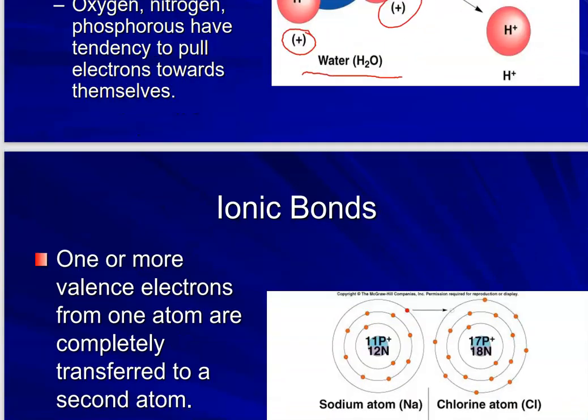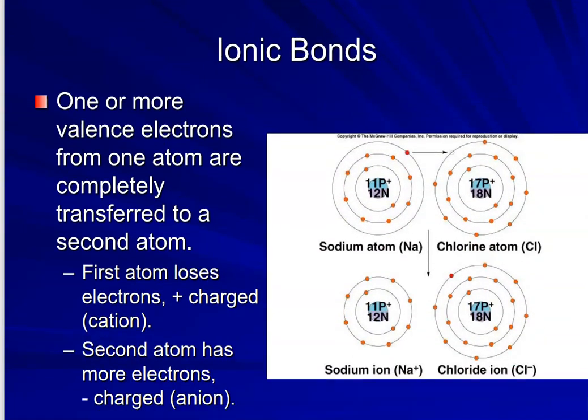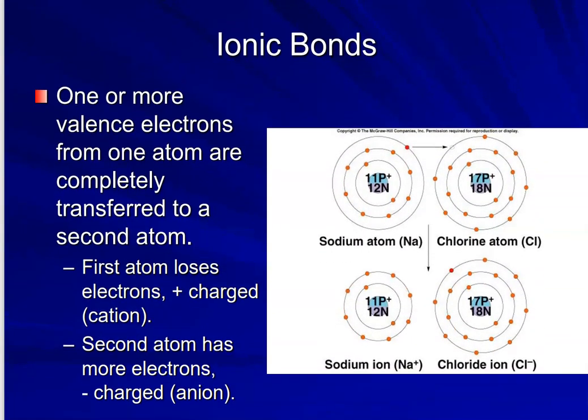Okay, now let's move on here to the ionic bond. In the ionic bond, you have basically the situation that an atom is desperate. One is desperate to get one more electron, and the other one is desperate to get rid of one electron.